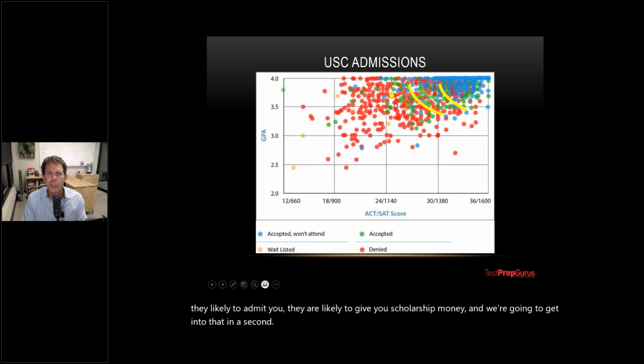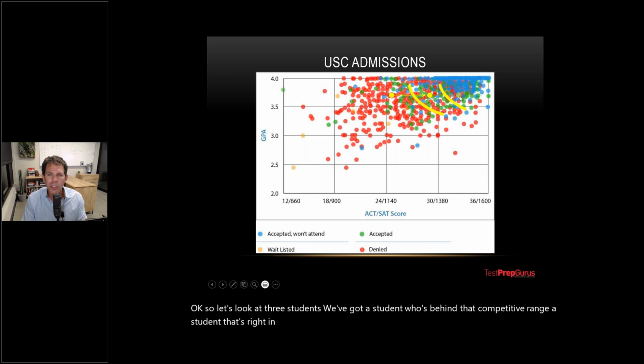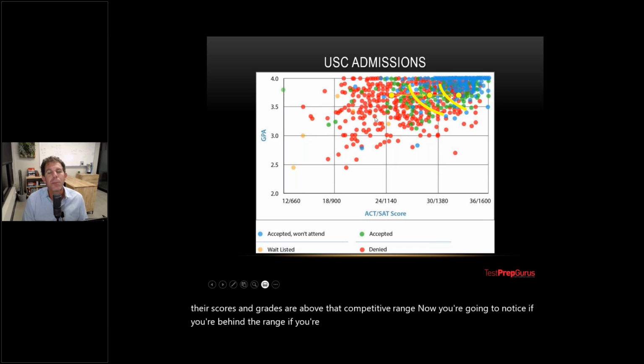Okay, so let's look at 3 students. We've got a student who's behind that competitive range, a student that's right in the middle of the competitive range, and then a student that's above. Their scores and grades are above that competitive range. Now you're going to notice if you're behind the range, if your scores and grades are typically lower than the normal competitive applicant, there's a lot of red. This is where the denials live. But they're not all red, right?